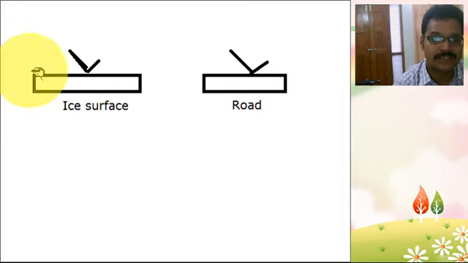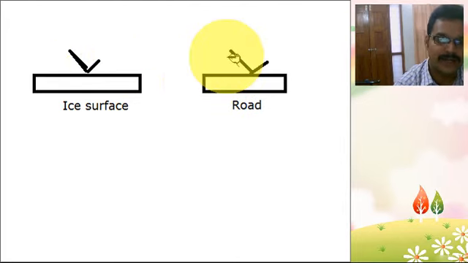Because the ice surface is a wet surface, and the wet surface reduces the friction. And when the friction is reduced, the person is unable to walk on the ice surface; he slips and falls on the ground. But on the road surface, it's a different case. The surface is not slippery. The road surface gives a grip on each and every step in walking, so that the person can easily walk on the road surface. So this example tells you that friction supports the motion of the body.